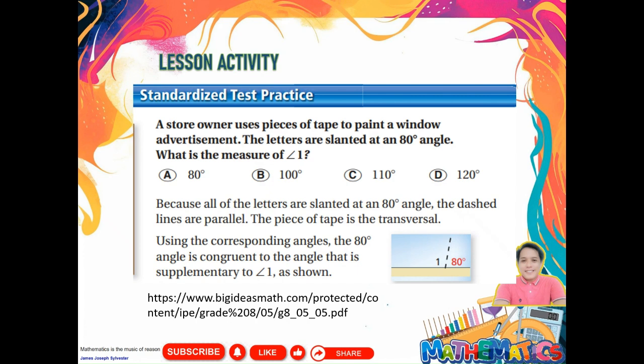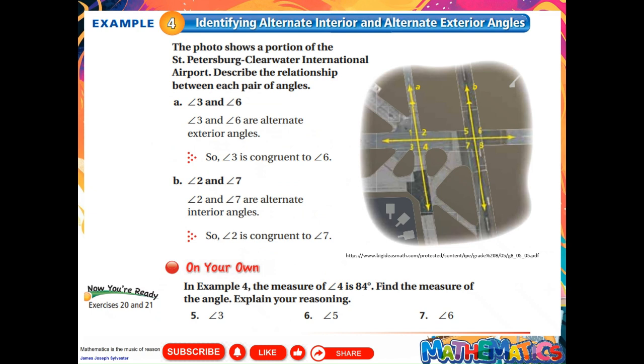We prepare a lesson activity for the standardized test practice. We have the problem. A store owner uses pieces of tape to paint a window advertisement. The letters are slanted at an 80 degrees angle. What is the measurement of angle 1? As you can see, we have 80 degrees and we have angle 1. So what is the missing angle? Is it A, 80 degrees, B, 100 degrees, C, 110 degrees, or D, 120 degrees?